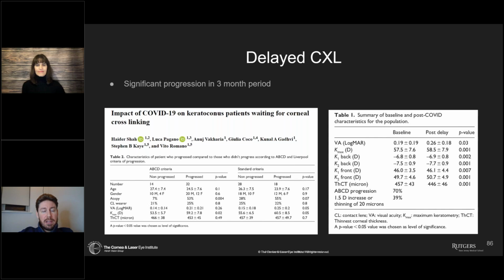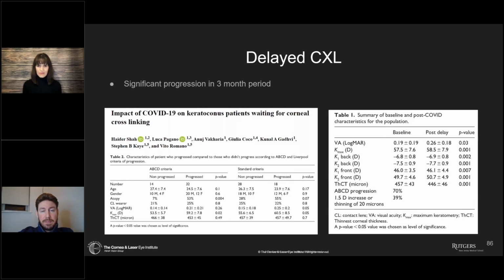What they found was that the individuals who were on pause for cross-linking for a 3-month period while the UK was in lockdown were not having cross-linking performed. And 70% of these individuals who had progressive keratoconus progressed significantly during that period of just 3 months. So it's extremely important to get these individuals their cross-linking and express the importance of having this procedure done in a timely manner, so that they understand this is not something to wait for.